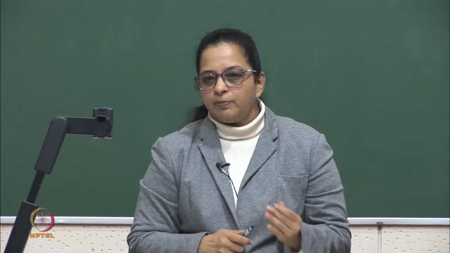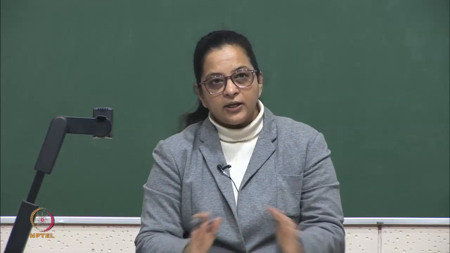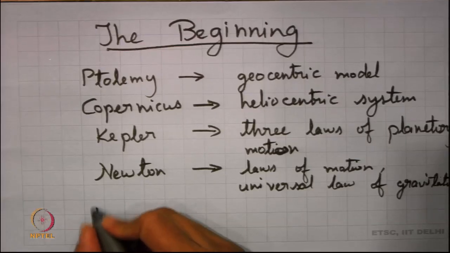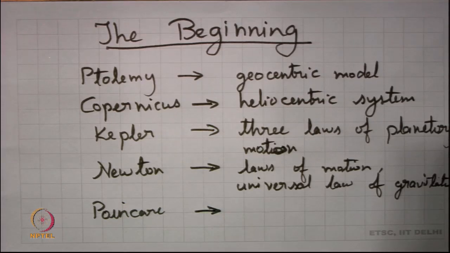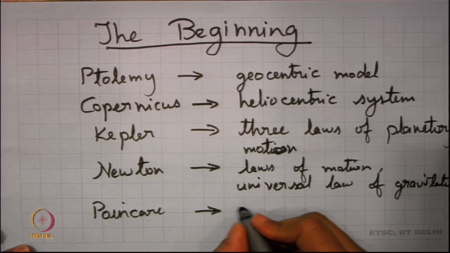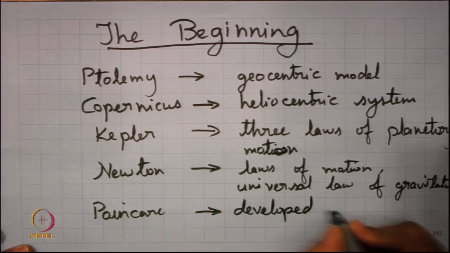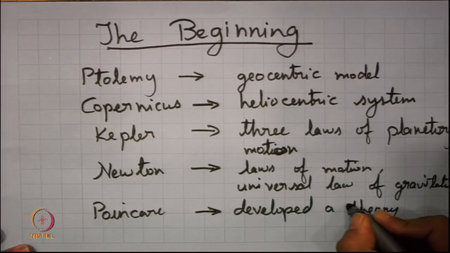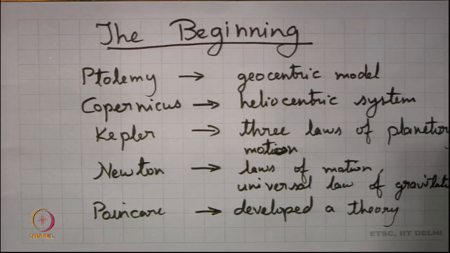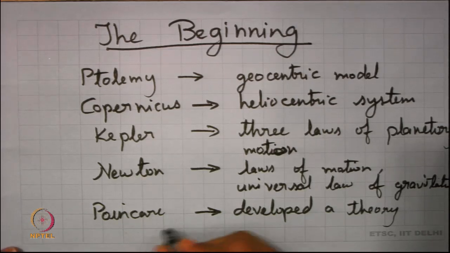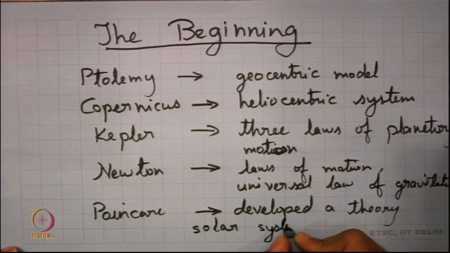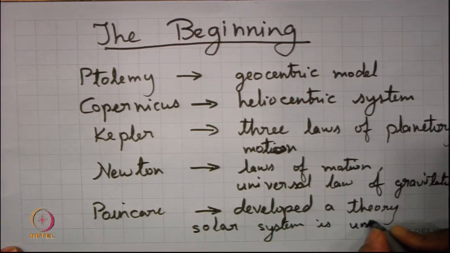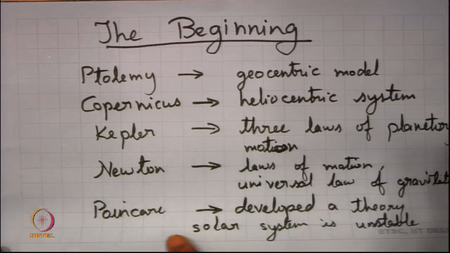To solve the 3-body problem, for a long time nobody could succeed, and it was later Poincaré who developed a theory to say that the 3-body problem cannot be solved and that the solar system is unstable. Now, this was the beginning of chaos.